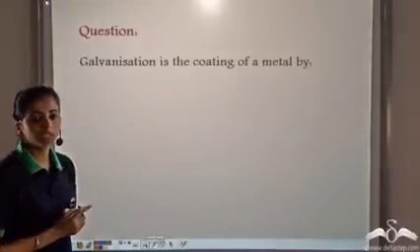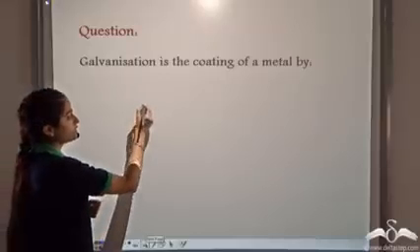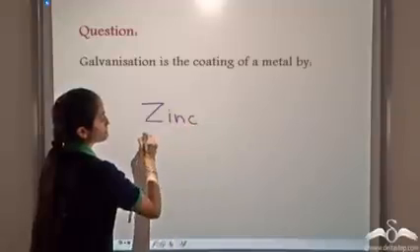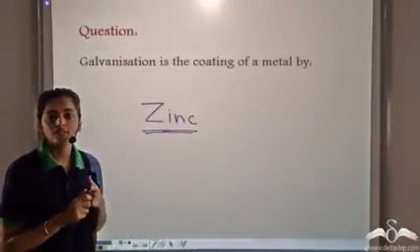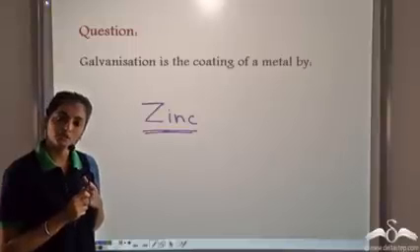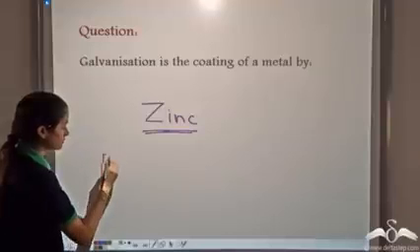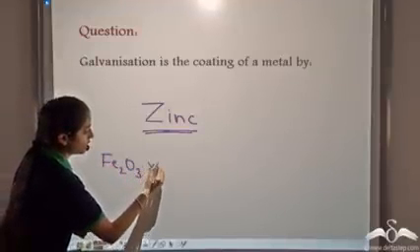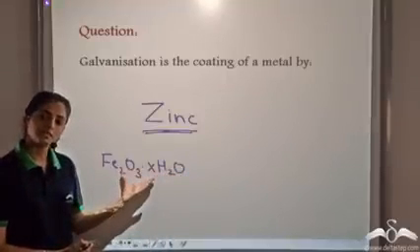Galvanization is the coating of a metal; during galvanization we use zinc. Iron articles get rusted when they come in contact with oxygen and moisture. They form Fe2O3.XH2O, which is the reddish brown rust.